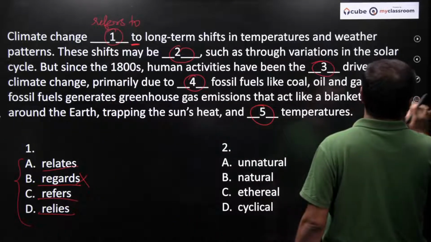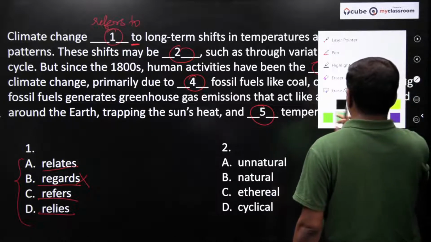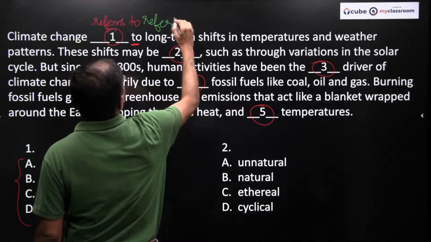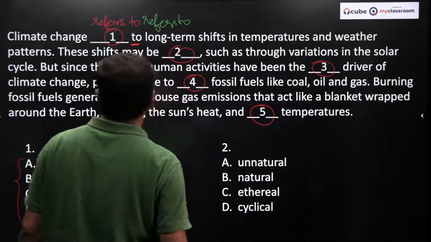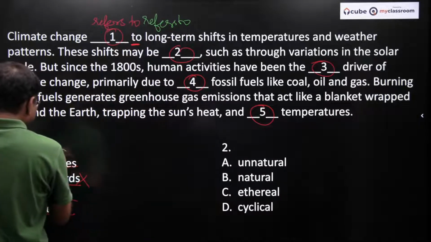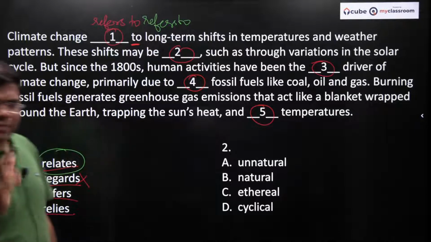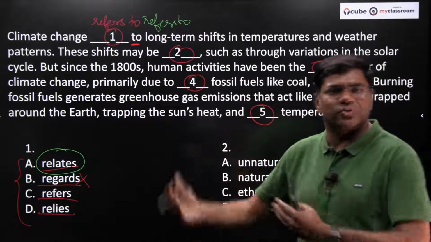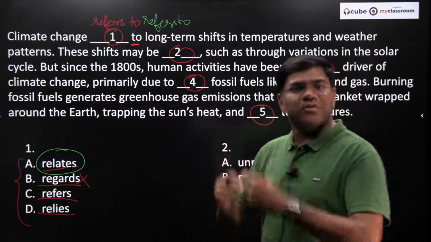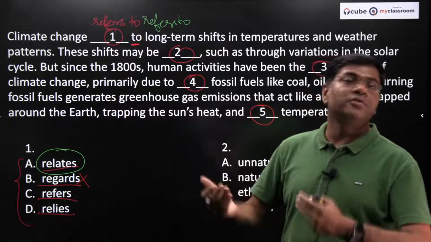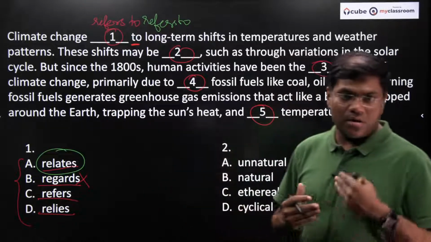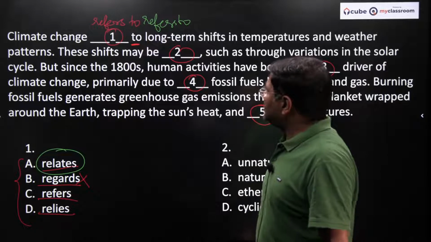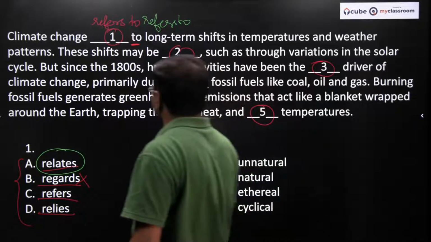So let me change the color of the pen. So climate change refers to, so I am writing it here, refers to long term shifts in temperatures and weather patterns. Relates to, again there is no relation. Climate change is a word. Understand, when you say relates, you use relates with, and relationship is not the same as refers to. When you use a word, that word refers to something rather than relates to something. And even if you use relates, it should be relates with something and not relates to something. It's not the right idiom. So climate change refers to long term shifts in temperatures and weather patterns.